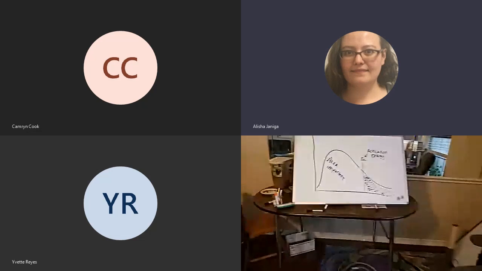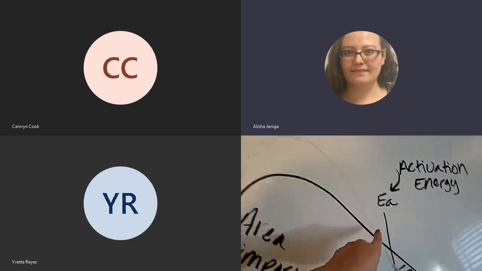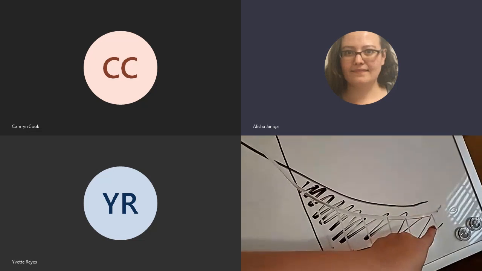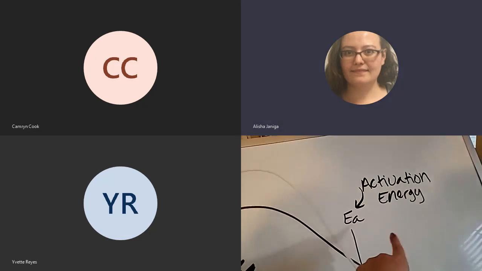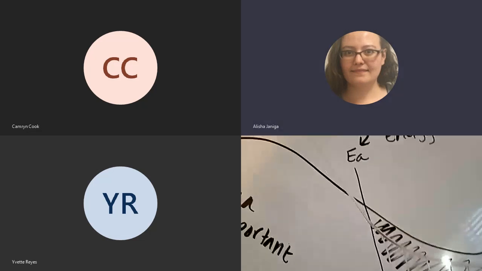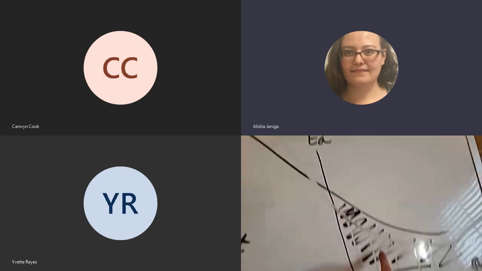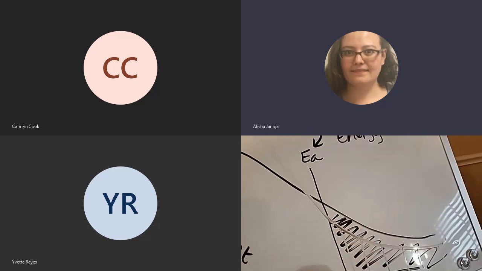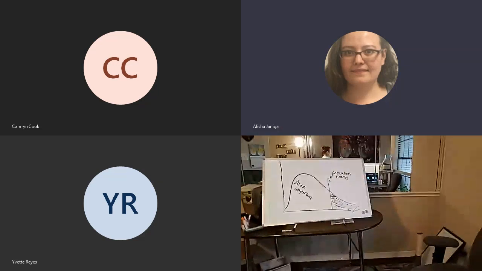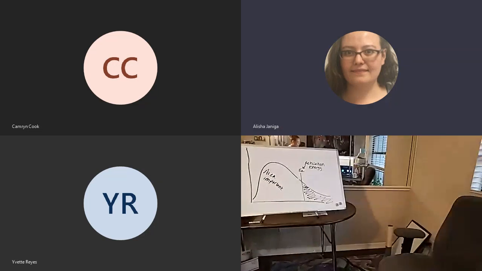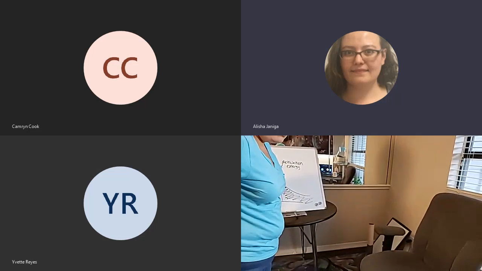So again, I'll bring this closer so it's a little easier to see. This taller peak, if we follow it down, there's a smaller area of particles that have enough energy to react. So this orange line, or this very faint line, is our higher temperature because this area is smaller than the black one. Any questions so far?